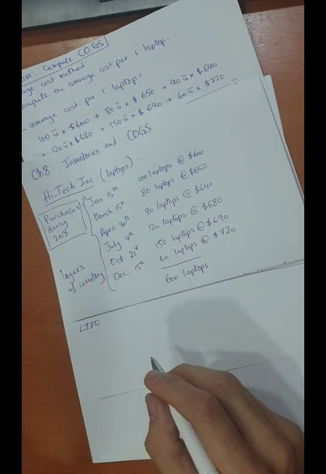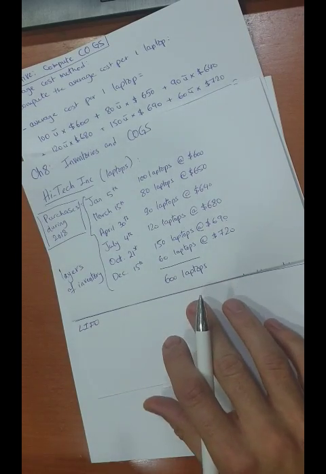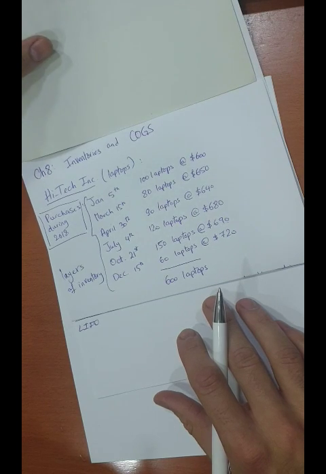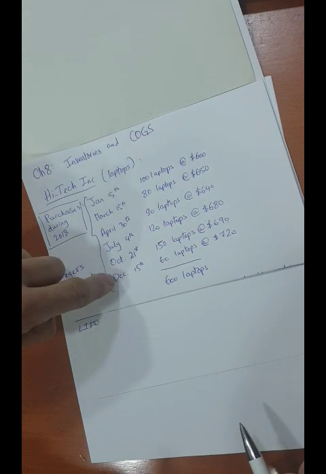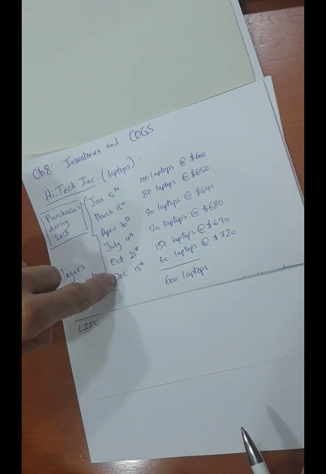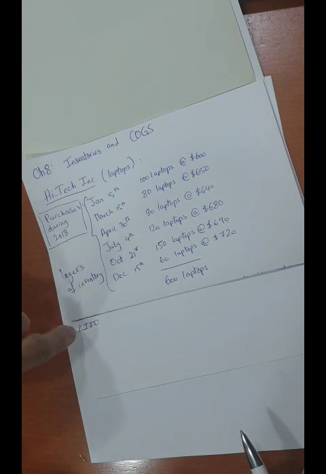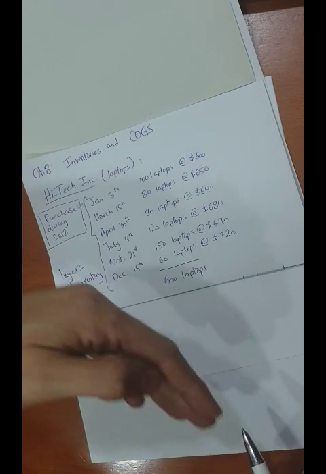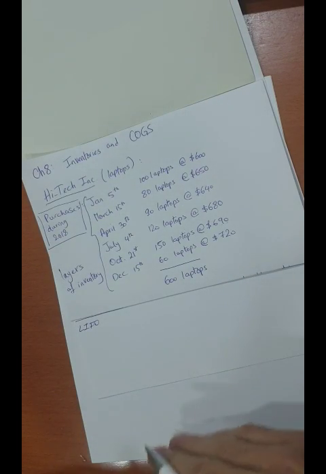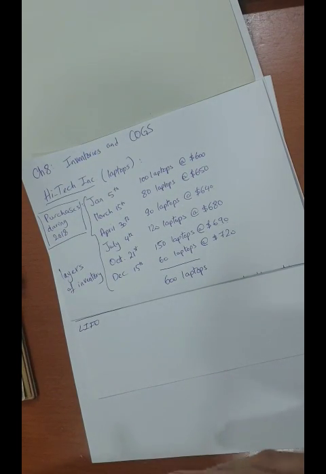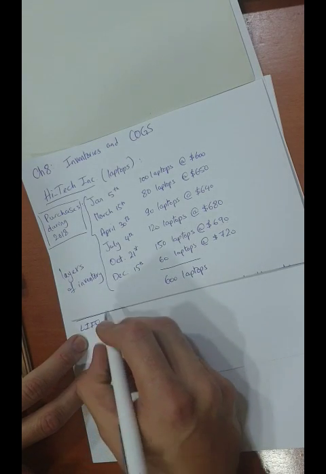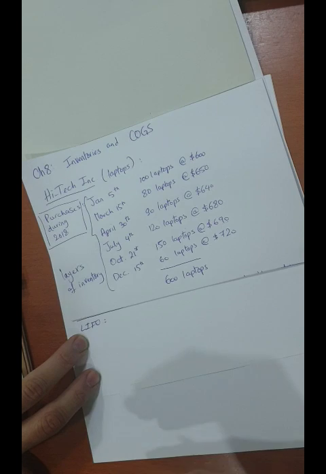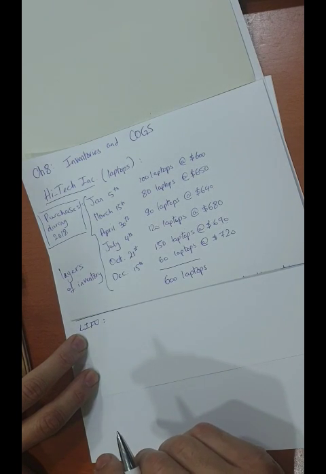In the LIFO method, we will start with the items that entered the inventory warehouse at the end. So the last in is the first out. So the first layer that you start selling from. So using the LIFO, again, we need to count up until we reach the 450 laptops that were sold.